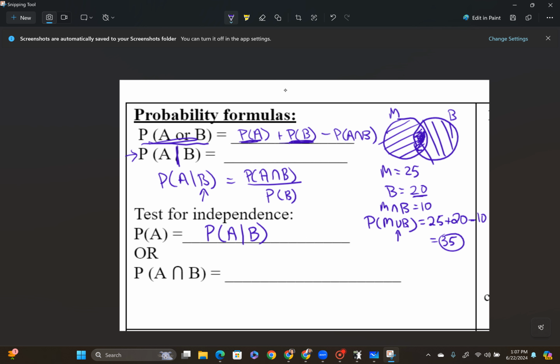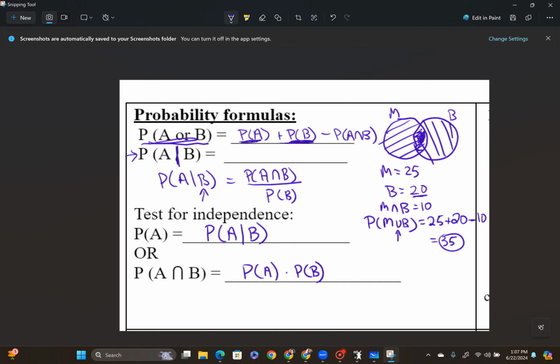Another formula that you can use is that the probability of A and B is the probability of A times the probability of B. So those are the two formulas to test for independence. I'm going to pause and we're going to do a couple of problems real quick.